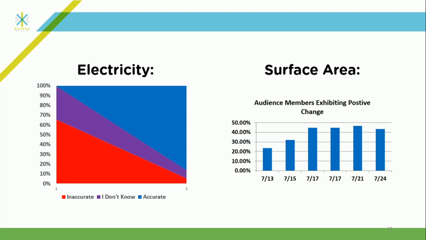Another example is we use this as a way to improve our programming. So we used a really similar model of having people make predictions and then gain information and make them again in a program about surface area. And then we took that data after we did a show, as you can see on July 13th, and the numbers weren't really where we wanted them to be. So we made some adjustments to the show for our next performance. It got a little bit better. We made some more adjustments, and then our last few were all pretty strong, which was really exciting for us.